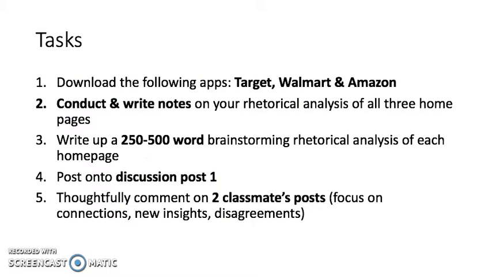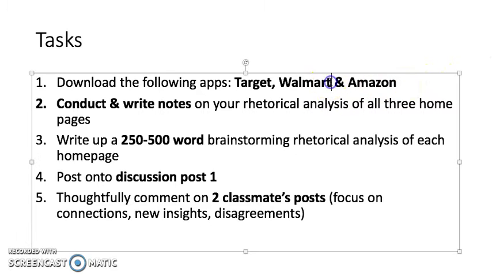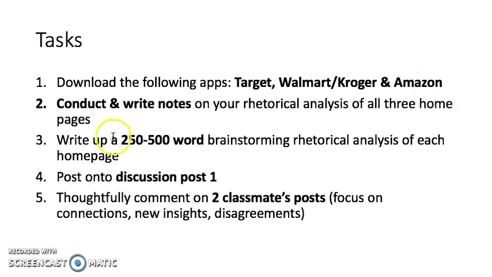I've created the following task list for you. First, I want you to download 3 of the 4 apps that I've listed. This could also include Kroger, so that we have Target, Walmart or Kroger, and Amazon. I then want you to conduct and write notes on your rhetorical analysis of all 3 home pages.